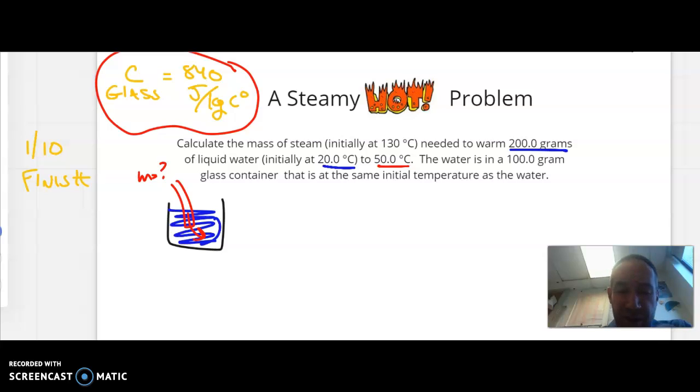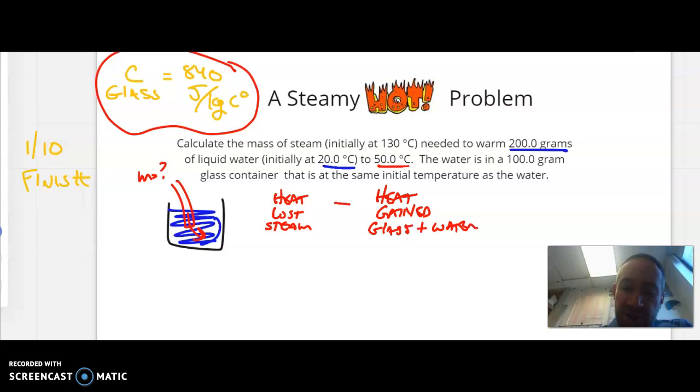So now, whenever you look at a problem like this, you want to think about the heat that is lost by the steam, and then the heat that is gained by both the glass and the water. Now, those two are equal in magnitude. You have to be careful, though, because of the signs. Because the heat is lost, you're going to have some delta T's that are going to be negative, and over here, you're going to have delta T's that are going to be positive.